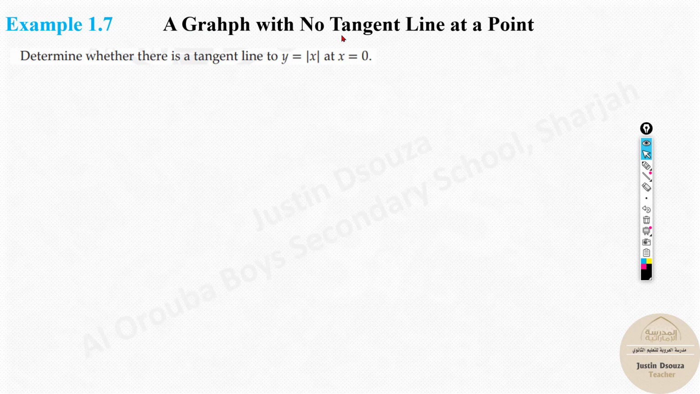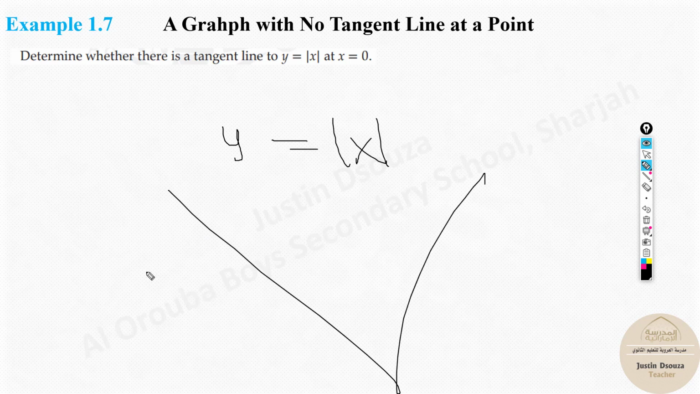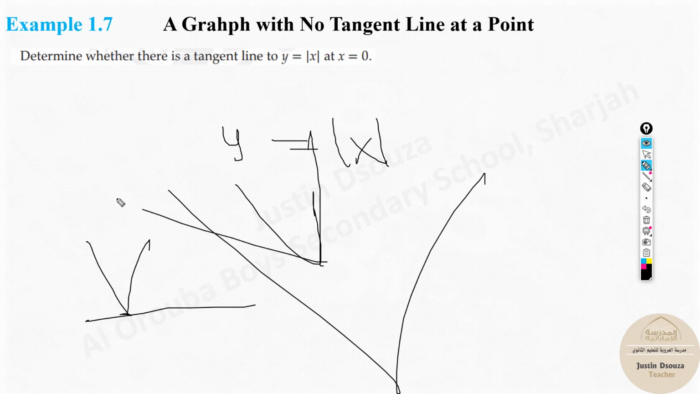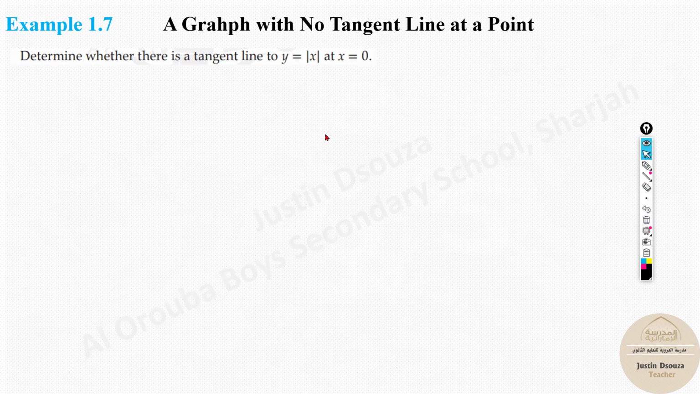Anyways, a graph with no tangent line at a point. Okay, there is no tangent line. So you can see there is magnitude. It's an absolute value. Absolute value is what? Sharp points. You can't draw a tangent line at a sharp point, because it'll be like this. You will never get a curve. Only at a curve can we draw a tangent line, right? So we cannot draw a tangent line at this.